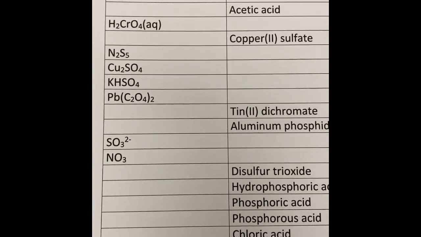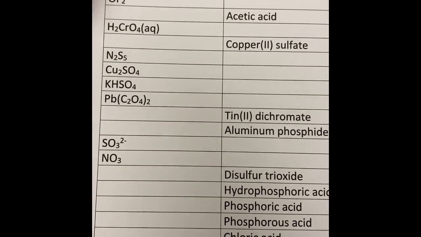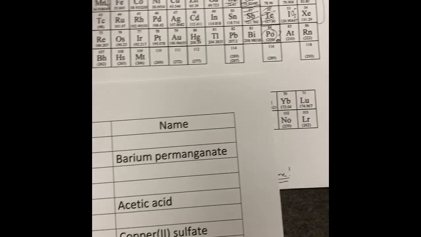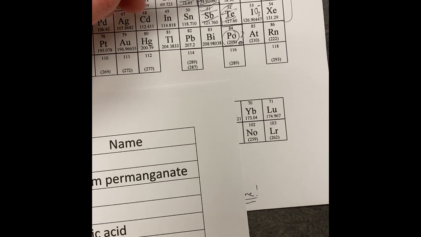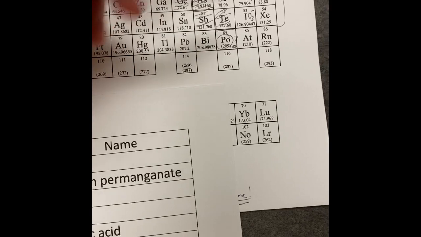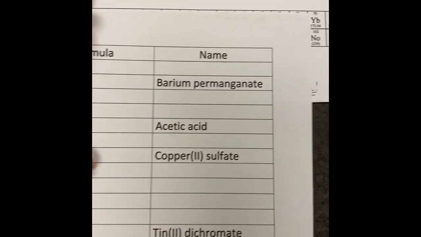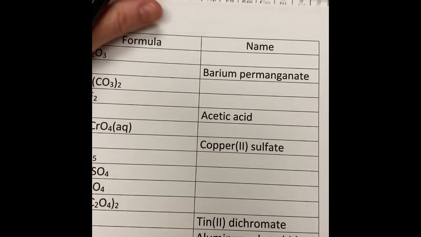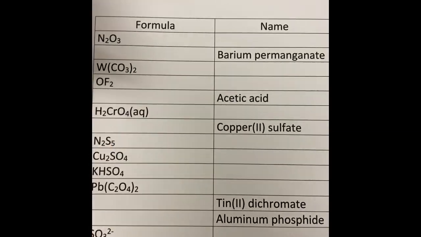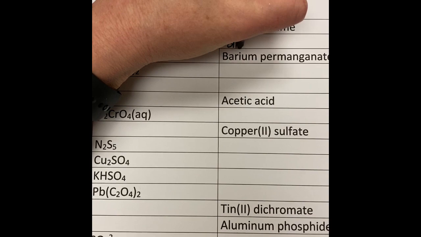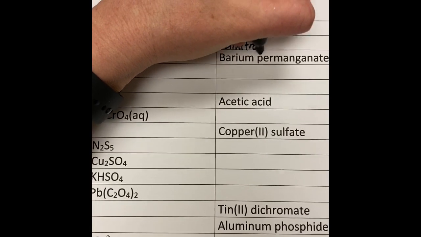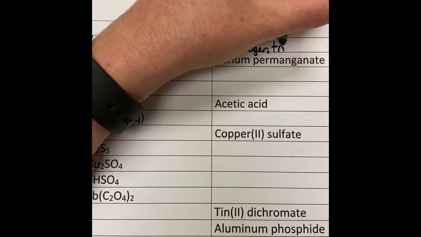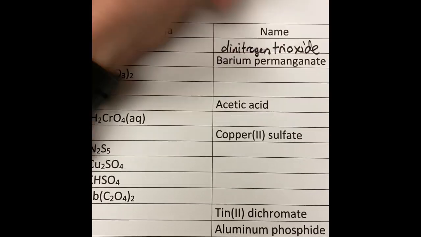All right, so the first one we have is N2O3. If we look up at our periodic table, nitrogen's here and oxygen's here. They're both in the non-metal section. So the non-metal section allows us to use di, tri, tetra, etc. That's what we're going to do. This is going to be called dinitrogen trioxide.